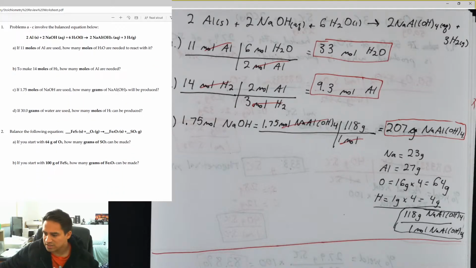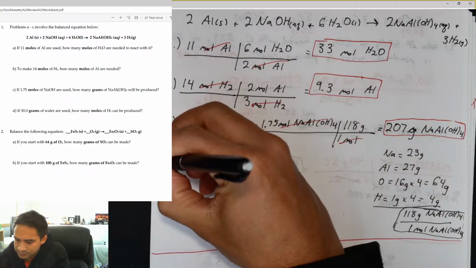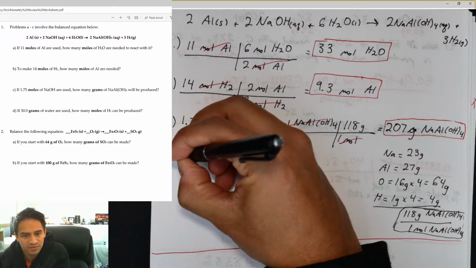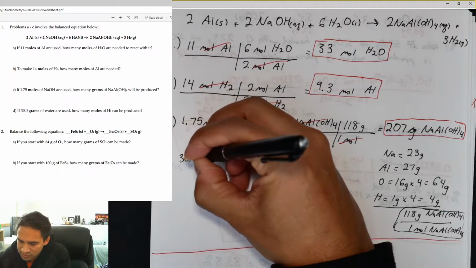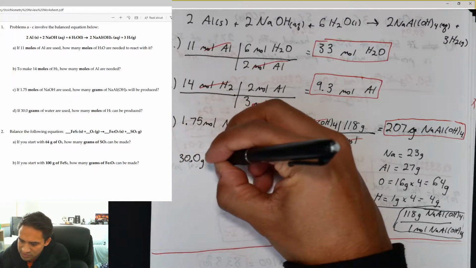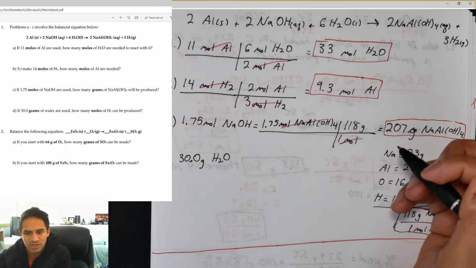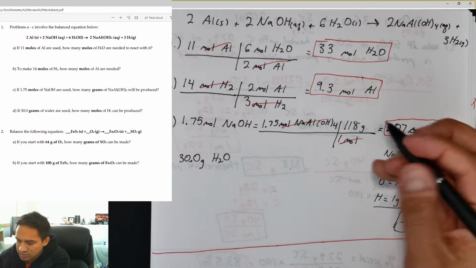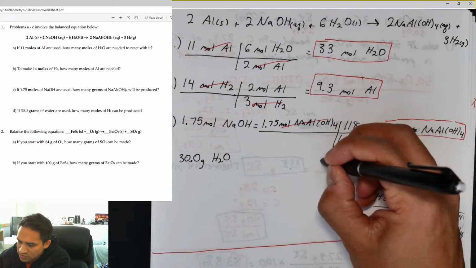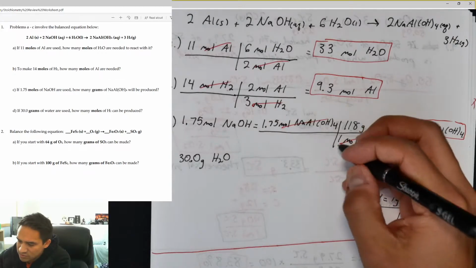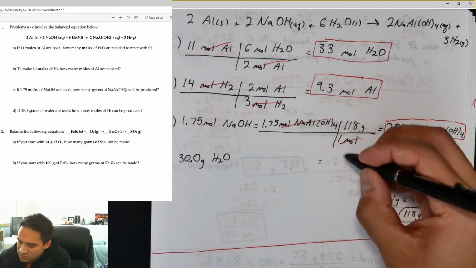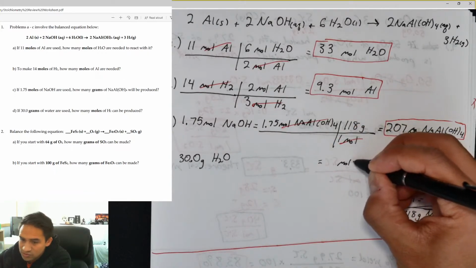All right, letter D, last one. It says, if 30 grams of water are used, okay, so 30 grams of H2O, that's water, are used, how many moles of H2 can be produced? All right, so we're going to go from grams of H2O to moles of H2.